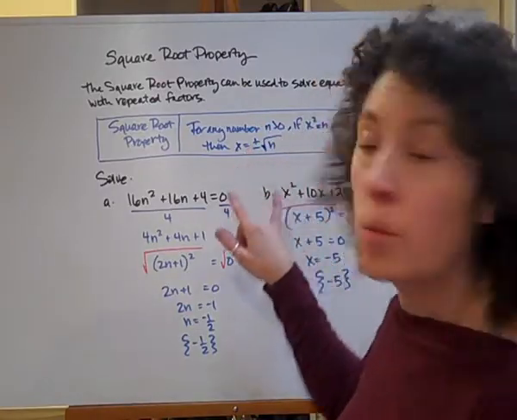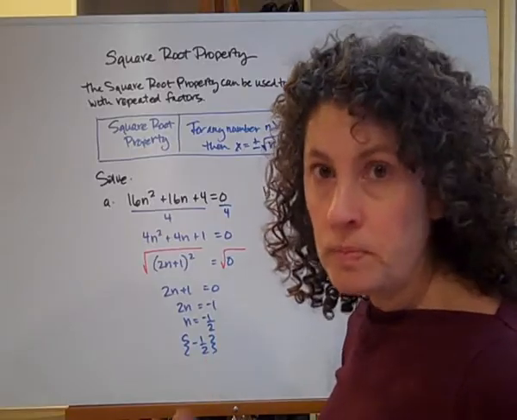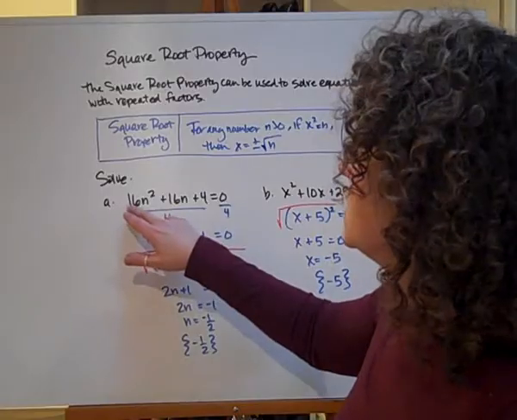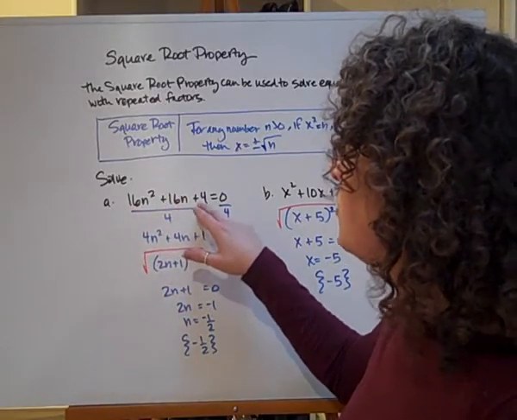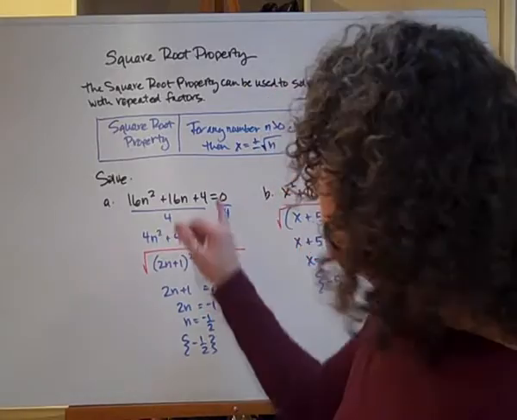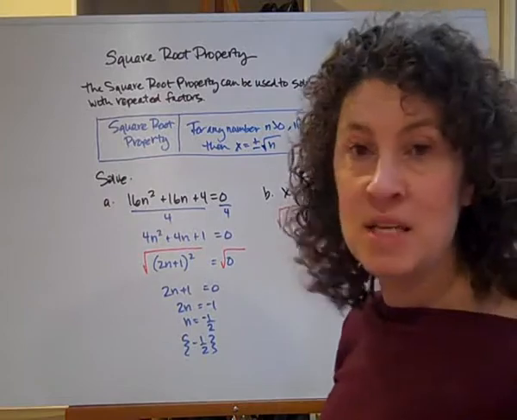So I'm basically going to take the square root of each side and figure out what the square root is until we get that variable by itself, so it's not squared anymore. So let's see how this works. 16n squared plus 16n plus 4 is equal to 0. Again, at this point I'm still working with equal to 0.